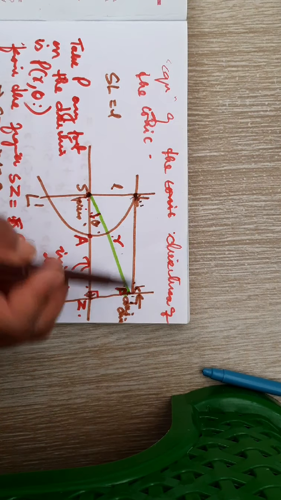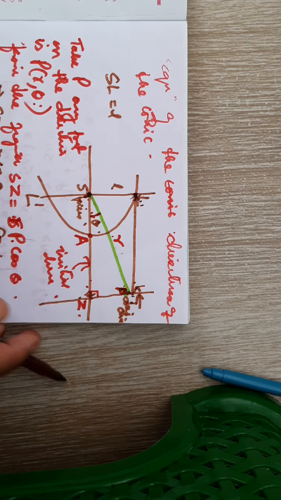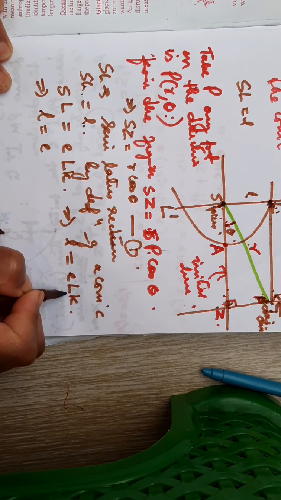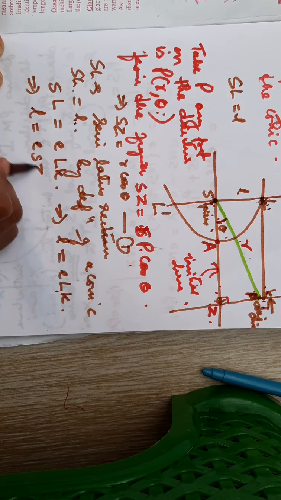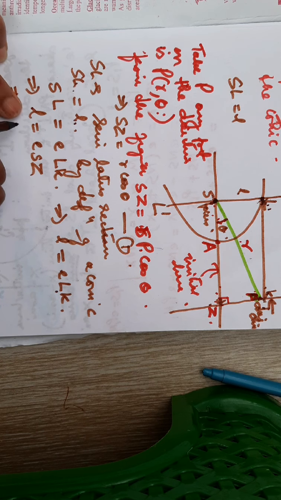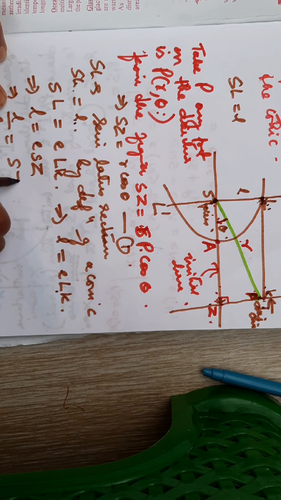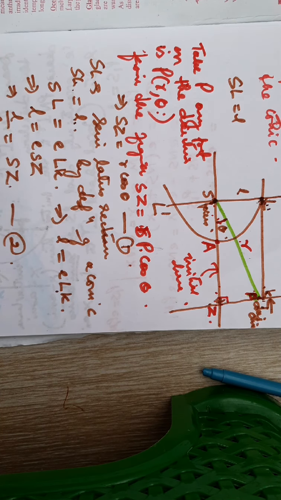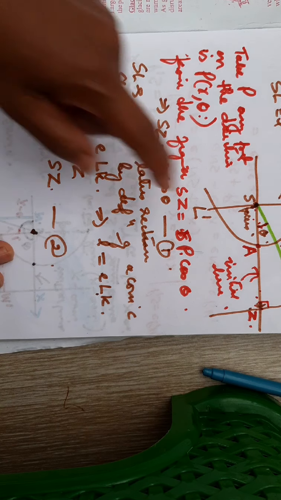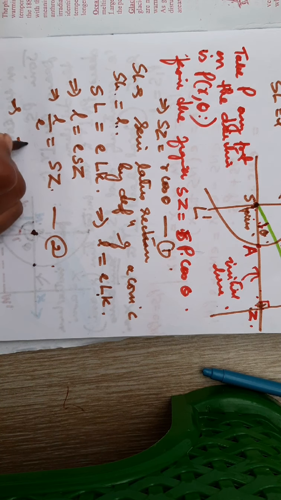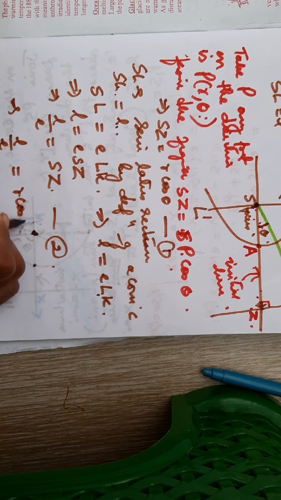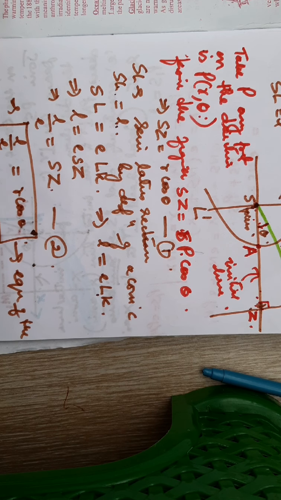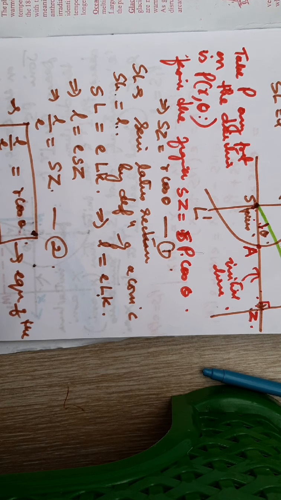Now what is LK from the figure again? LK is the same as SZ. So you can replace that one. So this implies that l is equal to e times, in place of LK, you can replace it by SZ. So now this gives you l by e is equal to SZ, equation 2. Now from 1 we have SZ is equal to r cos theta. From 2 we have SZ is equal to l by e. So on comparing 1 and 2, you will get that l by e is equal to r cos theta. And this is the required equation of the directrix in polar form.